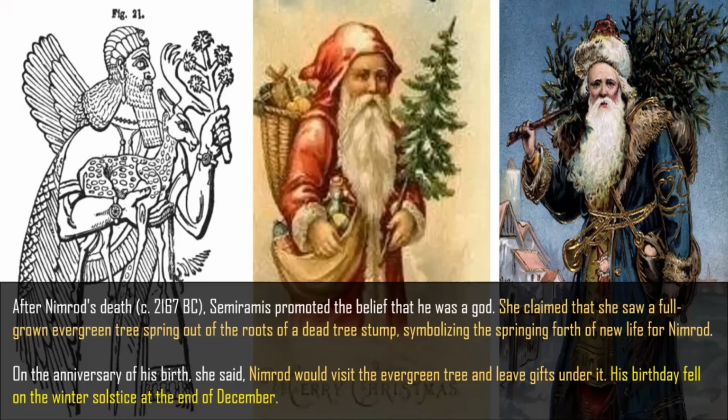So again, after Nimrod's death, Semiramis promoted the belief that he was a god. She claimed that he was a full-grown evergreen tree sprung out of the roots of a dead tree stump, symbolizing springing forth new life for Nimrod. And his birthday, we know, fell during the winter solstice. So in other words, December the 25th, if we're looking at the old calendar, or December the 21st, if we're looking at the newer calendar, the Gregorian calendar.